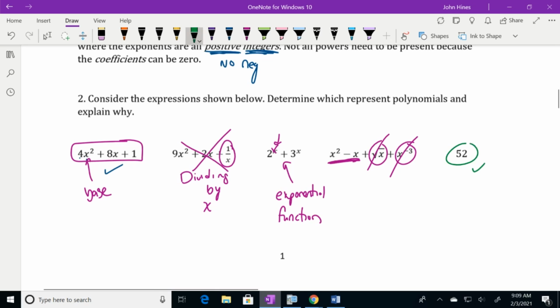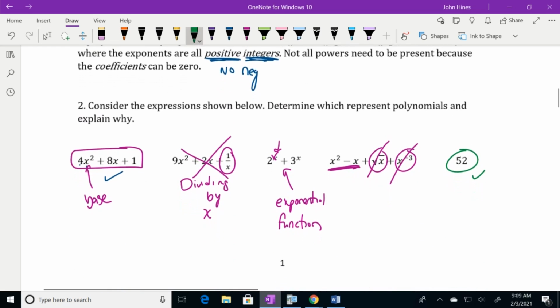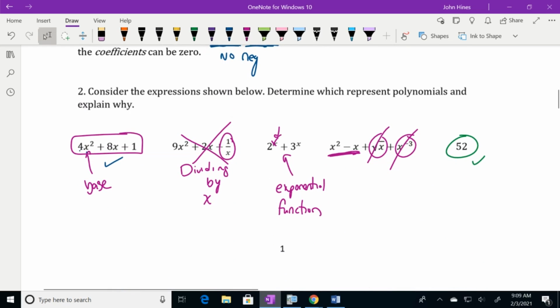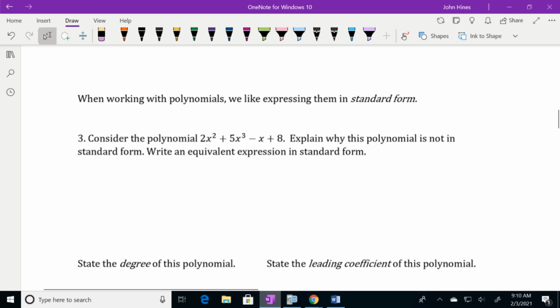52 is a polynomial. It's a number. It's kind of right here. Everything else I don't have. I just have that plain old number. So any number is a polynomial. And again, we're going to get more comfortable working with polynomials as we go along. But this is kind of our standard way of looking at a polynomial here. And the way we write polynomials, we write them in standard form. Just like our place values, we go from the highest power down to the lowest power.